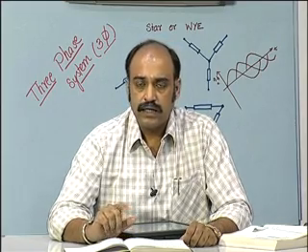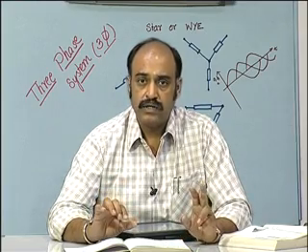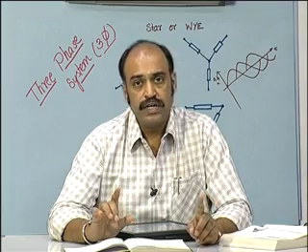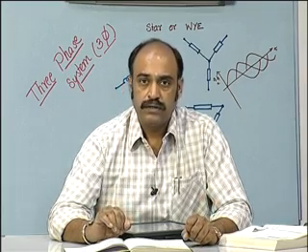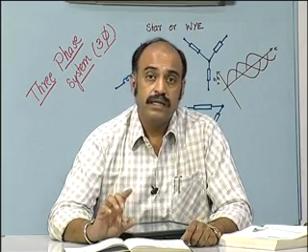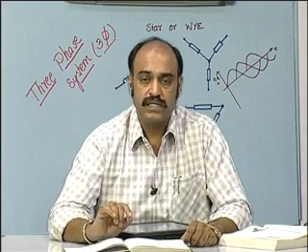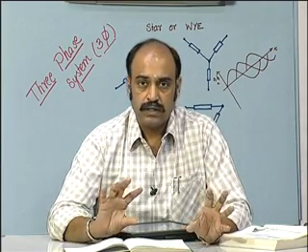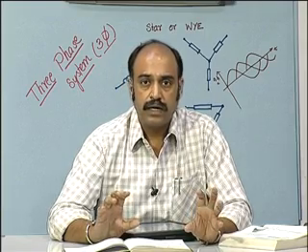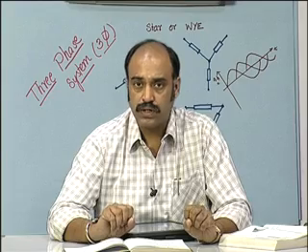In the case of the delta, the line voltage and the phase voltage are the same, and in the case of the star, the line voltage is equal to √3 times the phase voltage. In the star, the line currents and the phase currents are the same. In the case of the delta, the line current is √3 times the phase current. So, these are the two important voltage and current relationships between the line side parameters and the phase side parameters of the two circuits.